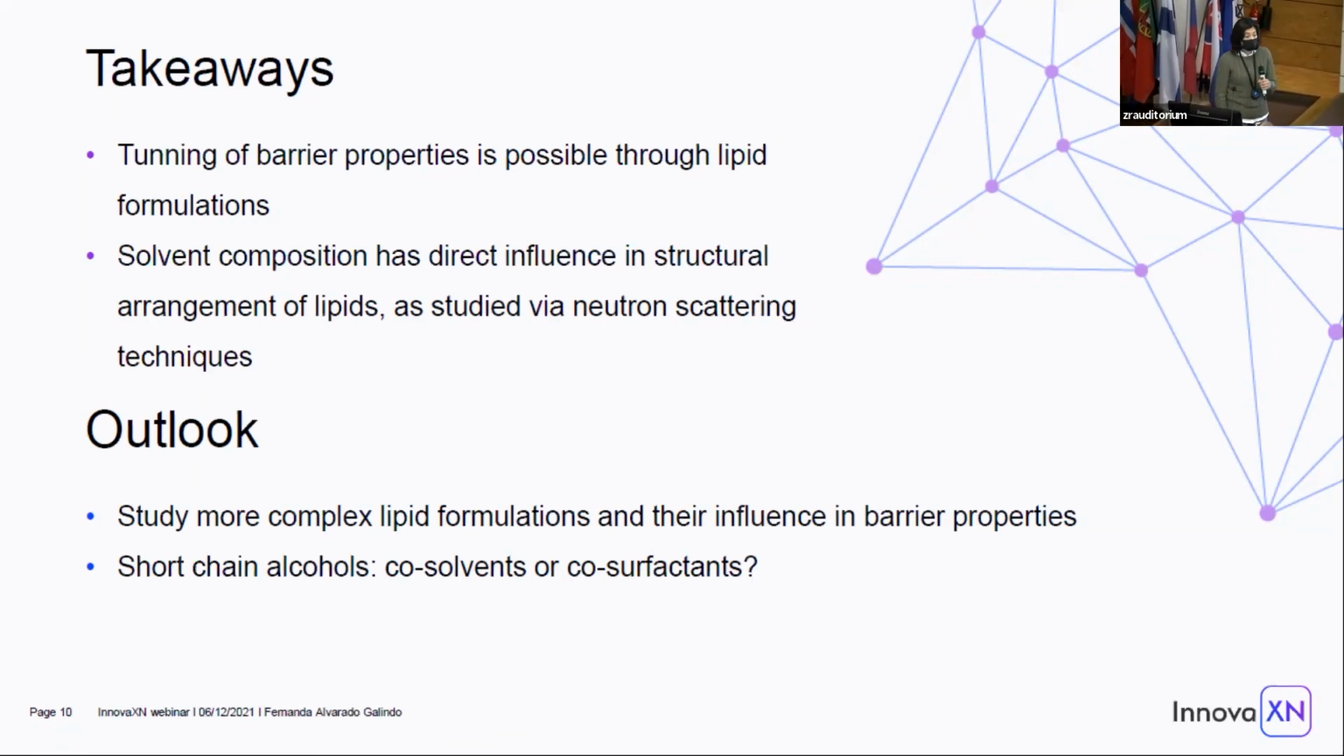The outlook will be to study more complex lipid formulations, because this is, of course, something that has been simplified. In industry, we have a lot of different additives and phospholipids, and we want to elucidate whether short-chain alcohols really act as co-solvents or co-surfactants.